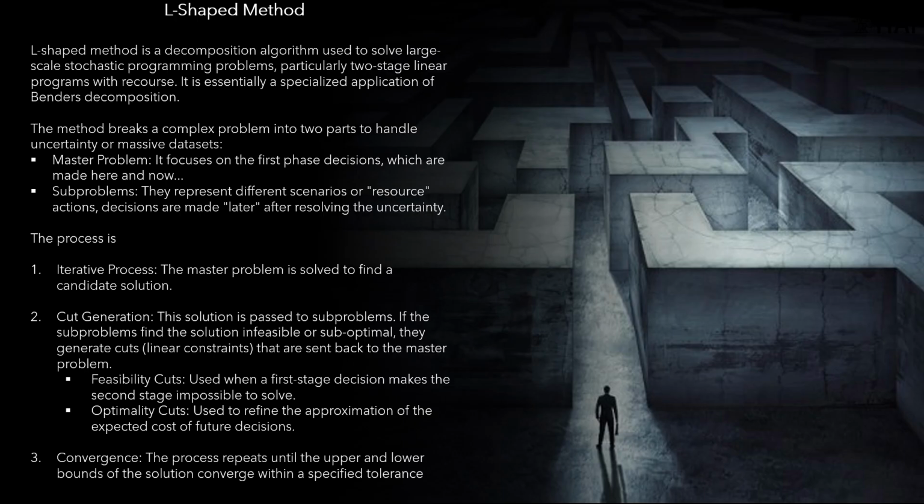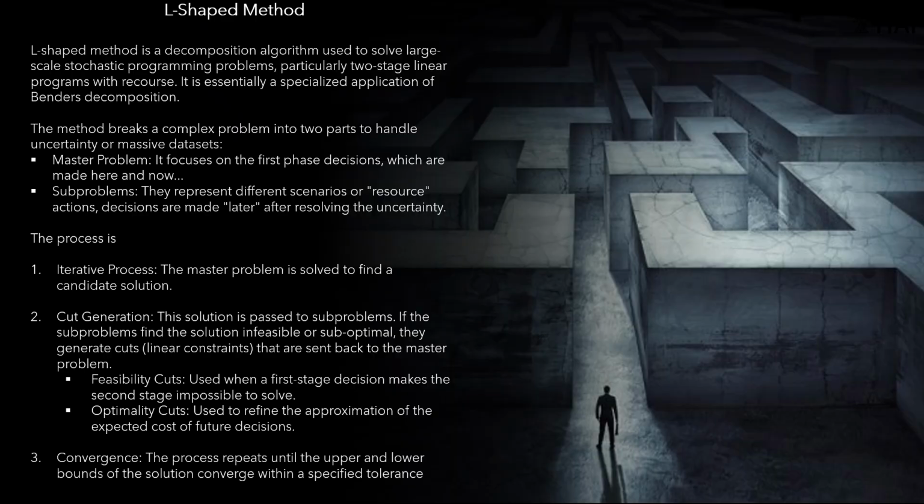The master problem is solved to find a candidate solution. Cut generation: this solution is passed to the subproblems. If the subproblems find the solution infeasible or suboptimal, they generate cuts, linear constraints, that are sent back to the master problem.